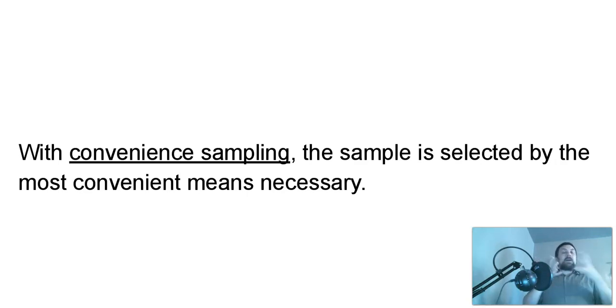And so by doing a convenience sample, you might be choosing people that don't really represent the entire population, because you're only choosing people that are conveniently located around you. And that group of people might be different than the general population.